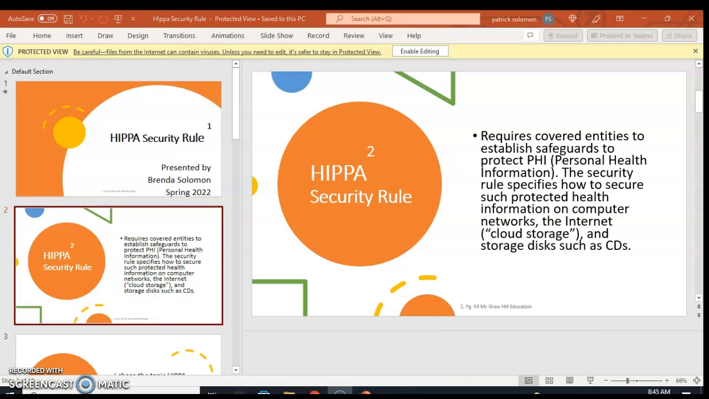As I was saying, the security rule specifies how to secure patient medical records, information that's on the computer, that's used through the internet or storage disks or CDs.